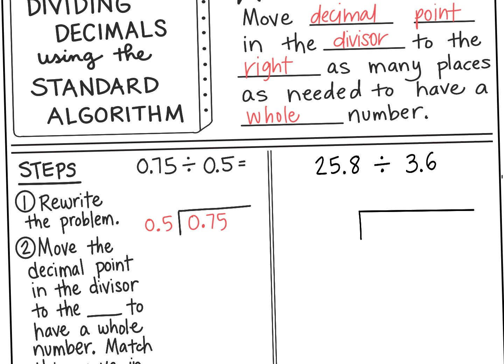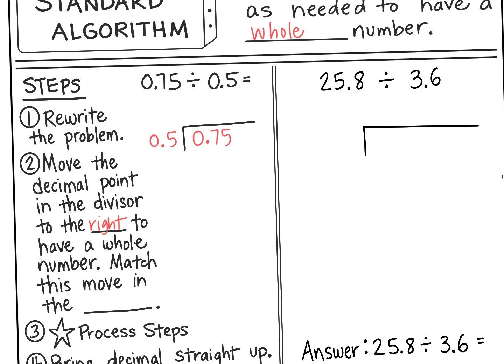Okay, I want to move the decimal point in the divisor to the right to have a whole number. And we want to match that move in what position? The dividend. Thank you for using that word, dividend. Okay, so what I'm doing is I'm taking this decimal, moving it 1 place because it makes it a whole number, and moving it 1 place here and popping it to the top. I'm done with it. I don't have to worry about it anymore, and I can just divide like normal.